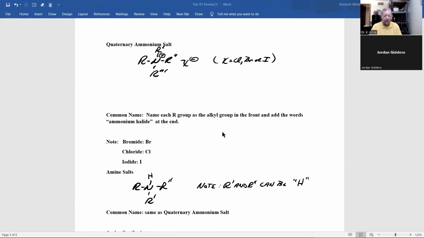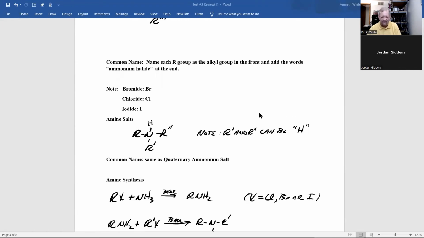Now, oh, I just see a mistake here. Well, I'll get to that in a second. When X minus is bromine, Br minus, it's bromide, Cl minus chloride, I minus iodide. Now, amine salts are similar.